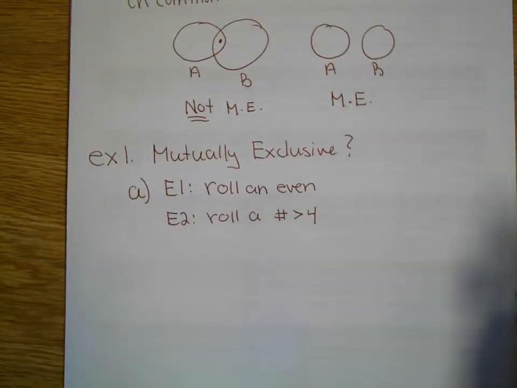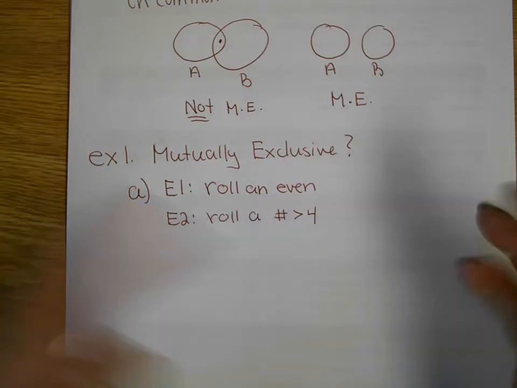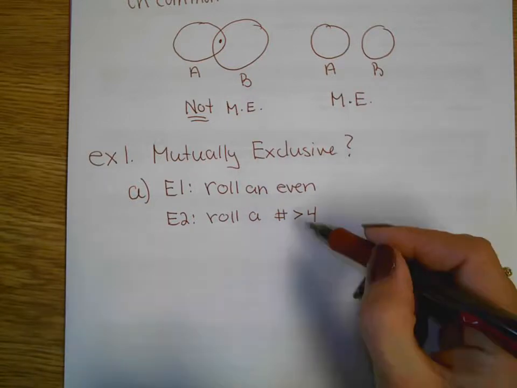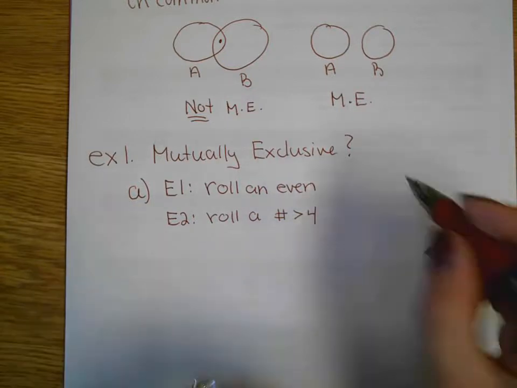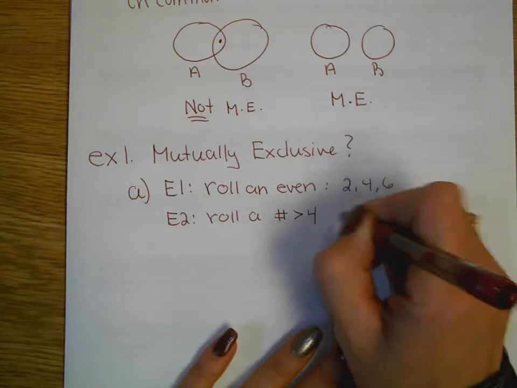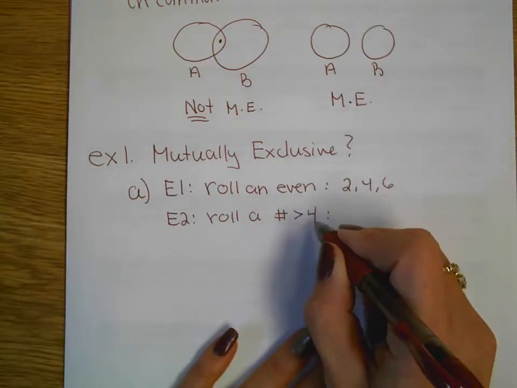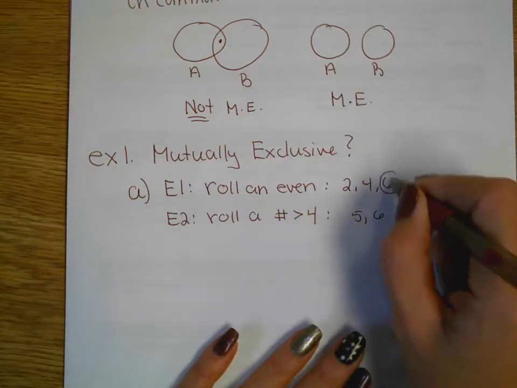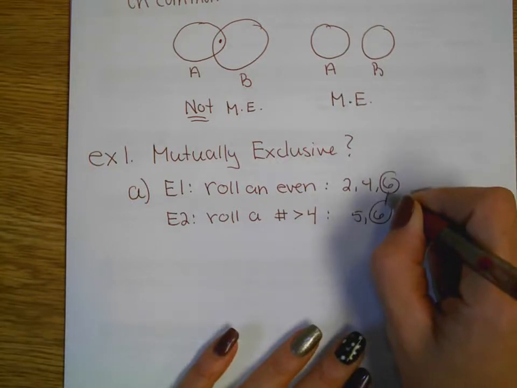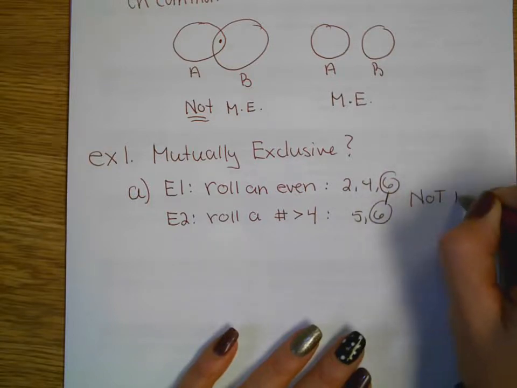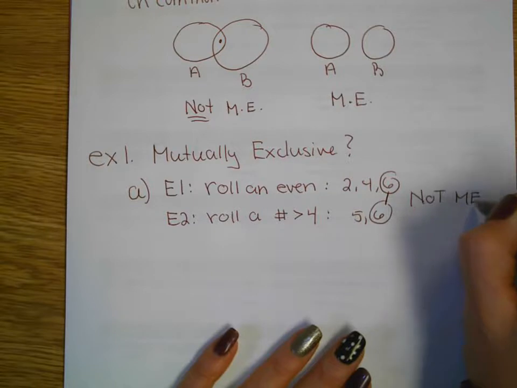Well, if you list all of the outcomes out, and if there's any overlap, then they're not mutually exclusive. Or you're asking, can I be an event and be in both of these at the same time? Well, evens, we're looking at 2, 4, 6. A number greater than 4 on a die, that's 5 and 6. Because 6 is a member of both of them, that's overlap, these are not mutually exclusive events, because they can happen at the same time.